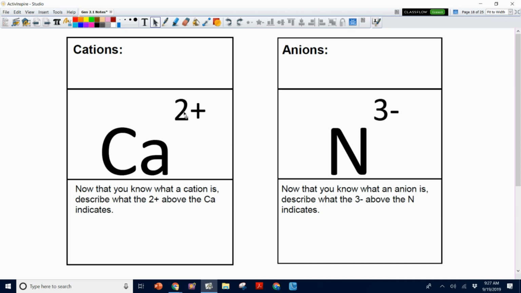All right, and so for the anion, which is nitrogen, it's got a negative 3 charge. Now that you know what an anion is, describe what the 3 minus above the nitrogen means. So what does this 3 minus mean? It means that it gained 3 electrons. Since electrons are negative, it gained 3 extra electrons. So it's a negative 3 now.